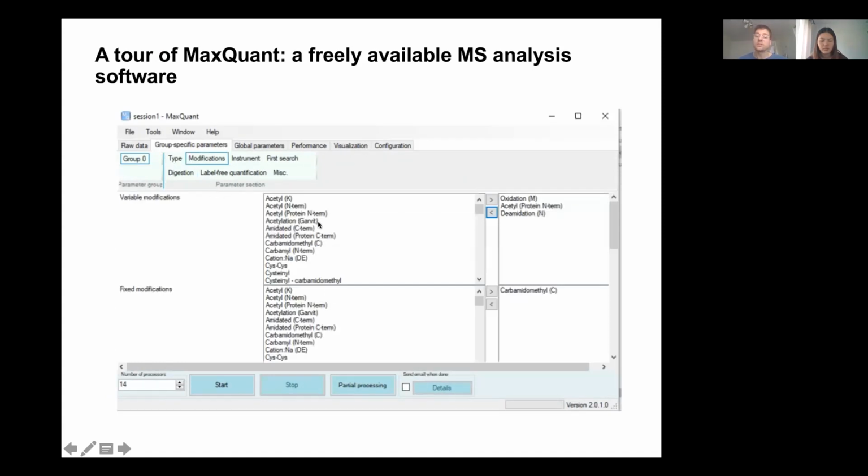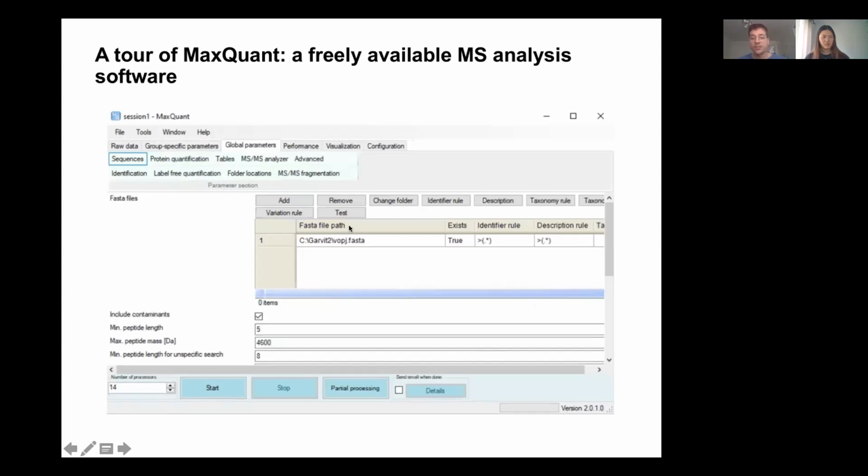Modifications: you can look for specific variable modifications, meaning the software will look for the unmodified peptide and the modified peptide. For fixed modifications, we have carbamidomethyl, which comes from the alkylation of the free cysteines. Then you give it your FASTA file and you start the run.